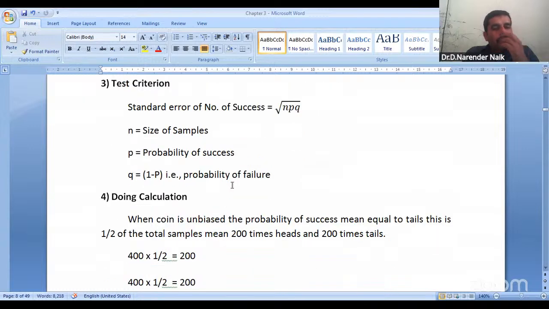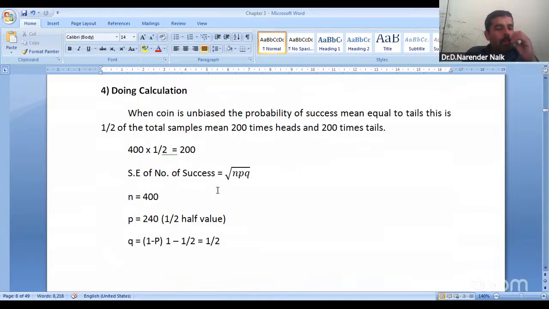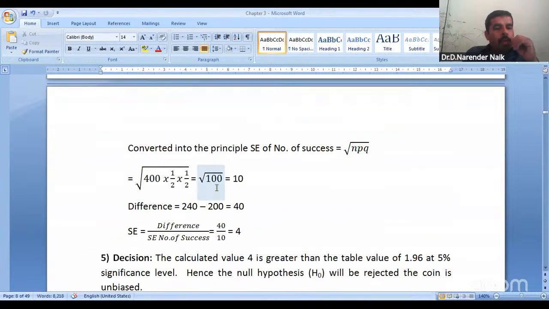Then doing calculation. When the coin is unbiased, the probability of success means heads equals tails, and this is 1 by 2 of the total sample, means 200 times heads and 200 times tails. So 400 into 1 by 2 is equal to 200. Standard error of number of success is equal to under root npq. n is equal to 400, p is equal to half value, q is equal to 1 minus p, 1 minus 1 by 2, that is 1 by 2. So it is converted into the principle here.